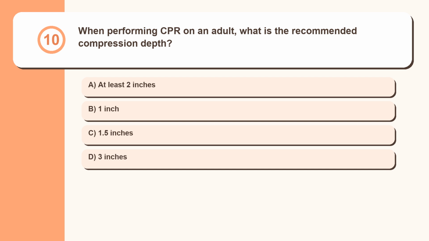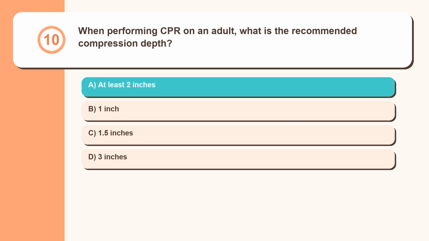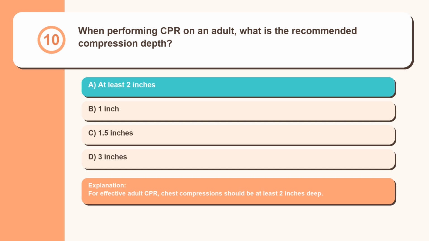Question 10. When performing CPR on an adult, what is the recommended compression depth? At least 2 inches, 1 inch, 1.5 inches, 3 inches. For effective adult CPR, chest compressions should be at least 2 inches deep.